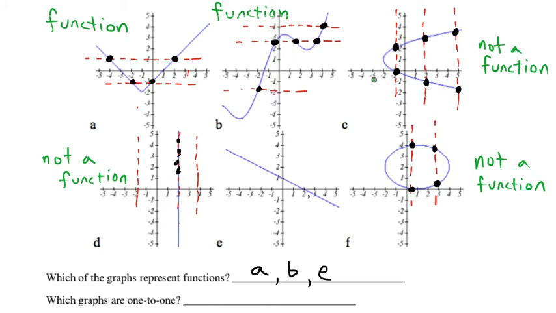Now I'm going to skip C and D because they weren't even functions. If they're not functions, then there's no point in doing the horizontal line test. But B was a function. We said that the vertical lines only intersect once. Now let's try the horizontal lines. Okay, every horizontal line only intersects once. So that means that E is a one-to-one function.